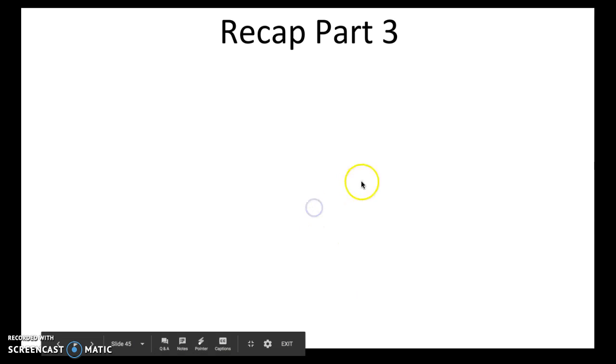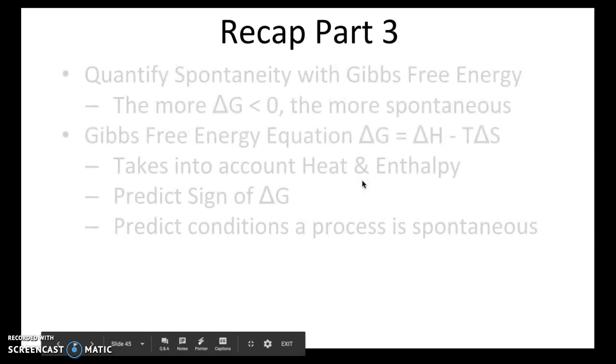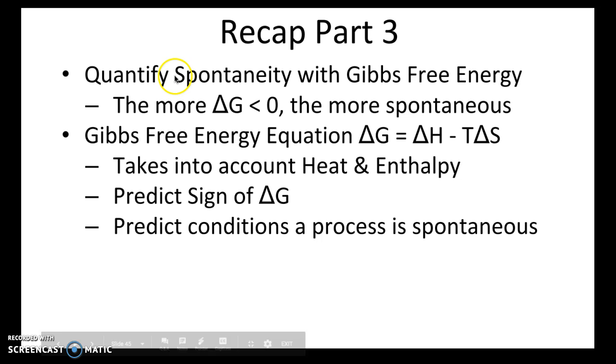Okay, last thing I want to do is recap what we've done in this part 3. The first thing we did was learn to quantify spontaneity with Gibbs free energy. Remember, we had the delta H and the delta S terms, and sometimes they worked in opposite directions. So how do we really quantify things being spontaneous? That is through the Gibbs free energy. The more negative the delta G, the more spontaneous.